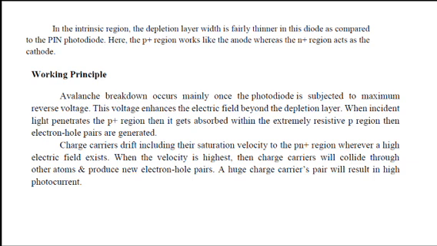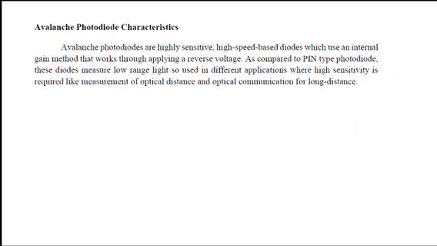And here the working principle is that avalanche breakdown occurs mainly once the photodiode is subjected to maximum reverse voltage. This voltage enhances the electric field beyond the depletion layer, and the charge carriers reach saturation velocity due to the P N plus region whenever a high electric field exists. When this velocity is highest, the charge carriers collide with other atoms and produce new electron-hole pairs.